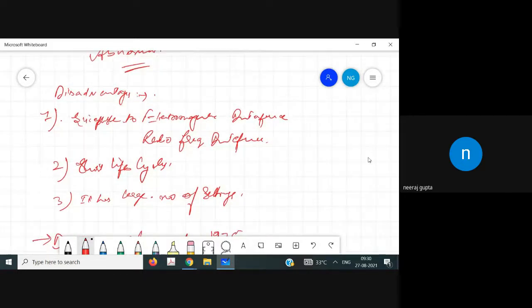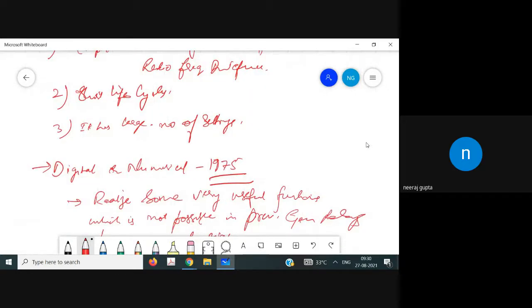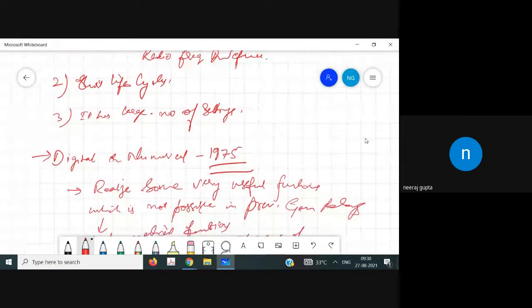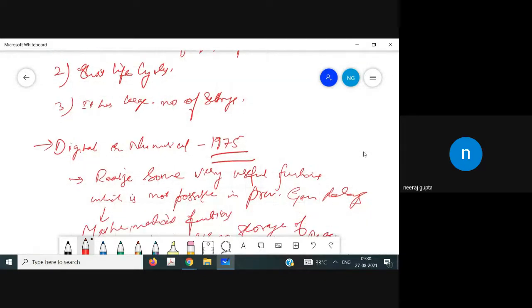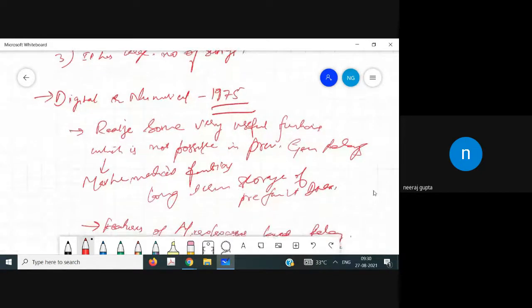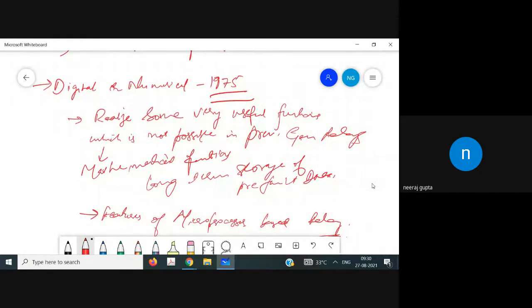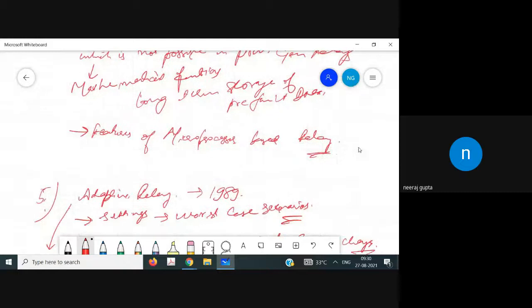The disadvantage is that it is susceptible to electromagnetic interference and radio interference. Then it has short life cycles, and it has a large number of settings also. Short life cycles are because the technology keeps on changing. Then digital or numerical relays came into being in 1975. They provide some very useful functions which were not possible in previous generation relays, like mathematical functions and long-term storage of data, and the features of microprocessor-based relays are also available.